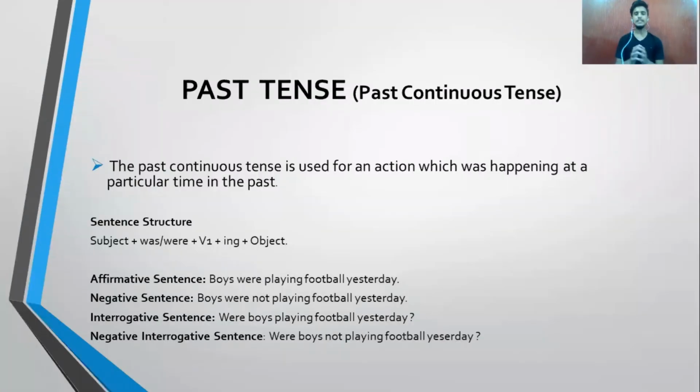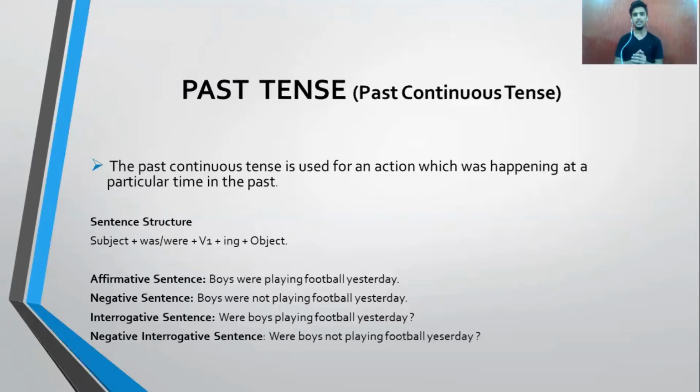Past continuous tense. The past continuous tense is used for an action which was happening at a particular time in the past. My example is, I was eating food yesterday. Sentence structure: we will put first the subject, then the helping verbs, which are was and were. Was is used with I, first person and singular nouns, and were is used with second person and plural nouns. Then we will put the fourth form of the verb. We may say, first form of the verb plus ing, and then the object.